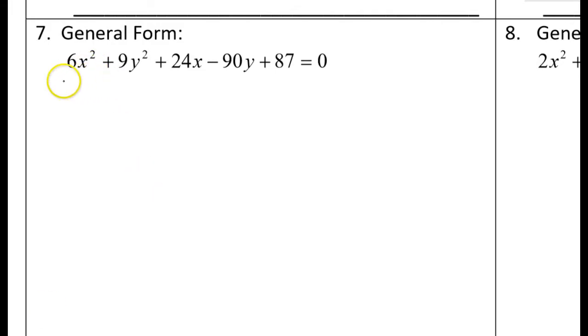Number 7, we're given a general form equation, and we need to convert this to standard form. This is an ellipse, by the way. I can tell, looking at the x squared and the y squared, they're both positive, which means they have the same sign, but they have different coefficients. I have a 6 and a 9. If these were the same, it would be a circle. Anyway, so I know it's an ellipse.